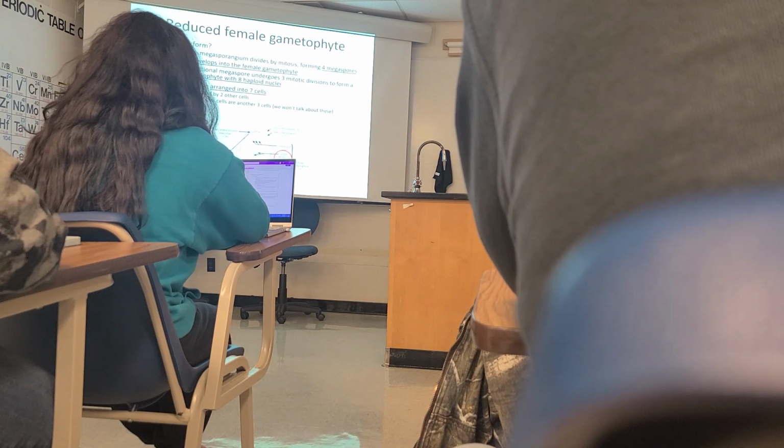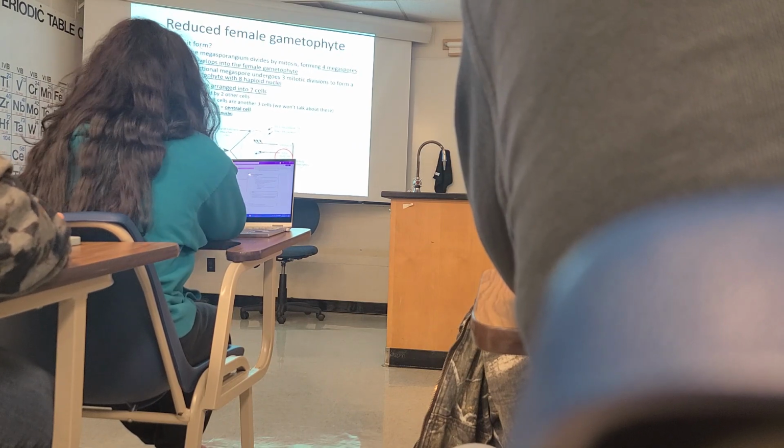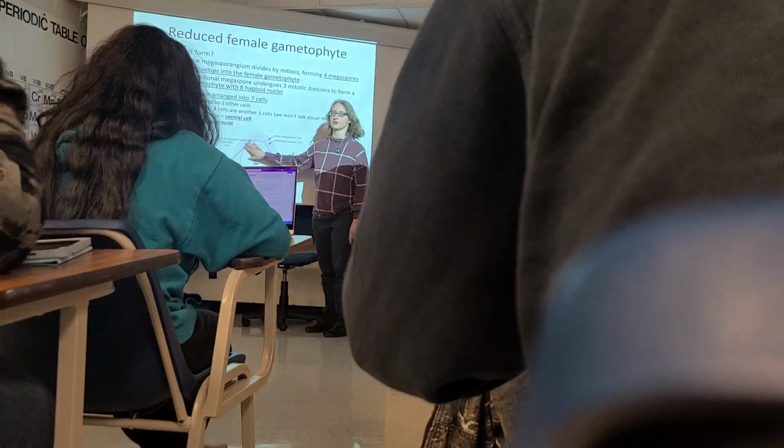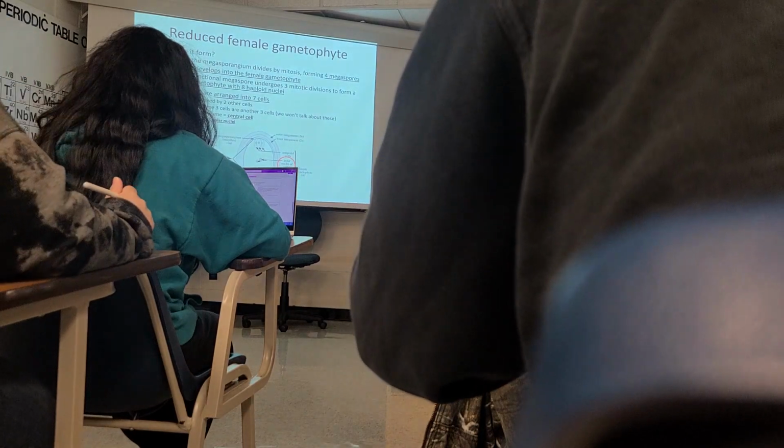But we are going to talk about the big one. And then you have the remaining volume here, which is referred to as the central cell. Okay? And it is the one that has the 2 polar nuclei. So those are the 2 I want you to know: the egg cell and the central cell.